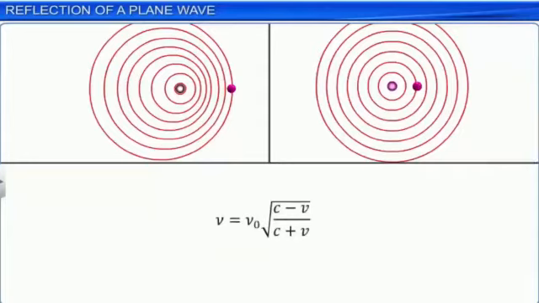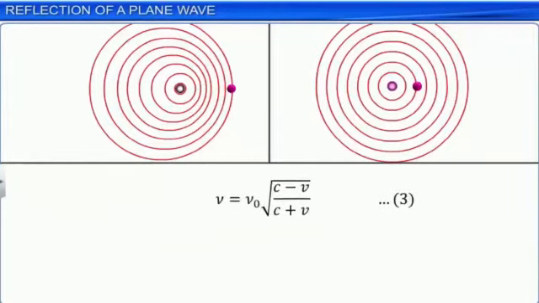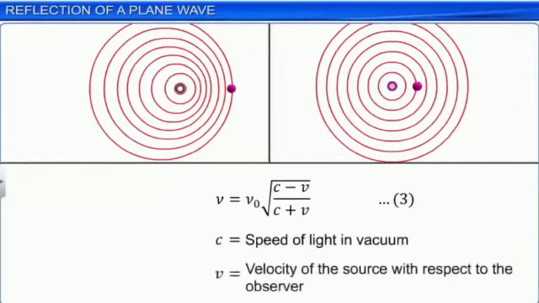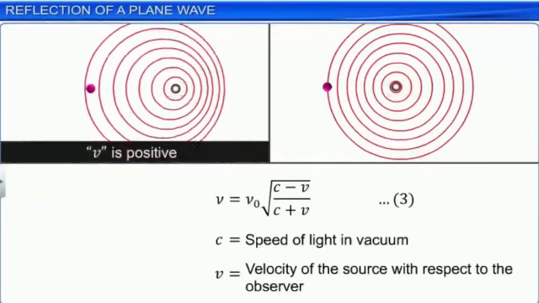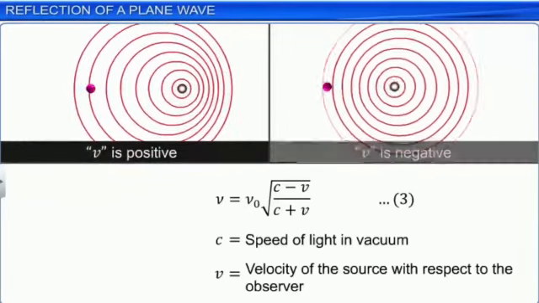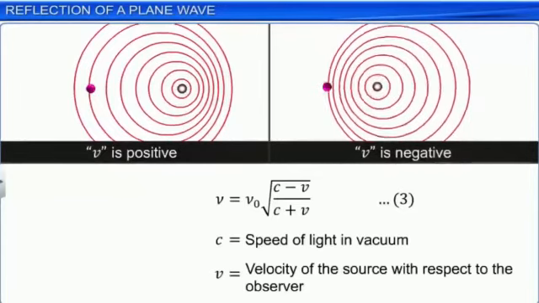The expression for the Doppler effect of light is predicted on the basis of relativity theory. The expression is nu equal to nu naught into square root of (c minus v) by (c plus v). Let it be equation 3. In this expression, c is the speed of light in vacuum, v is the velocity of the source with respect to the observer, taken along the line joining the source and the observer. v is taken as positive when the source is moving away from the observer, and negative when it is moving towards the observer.